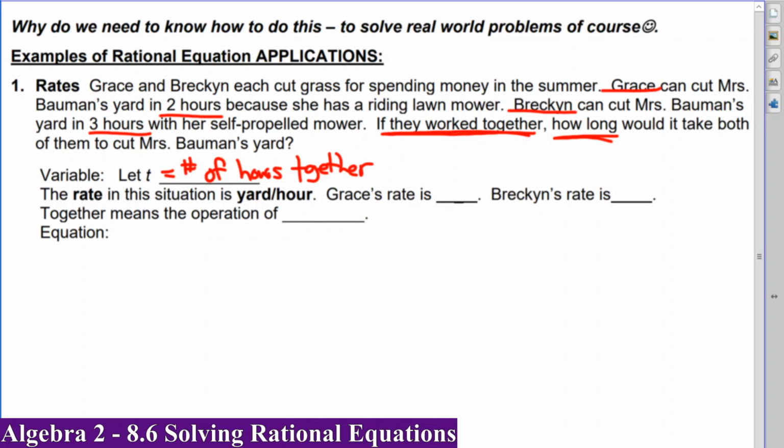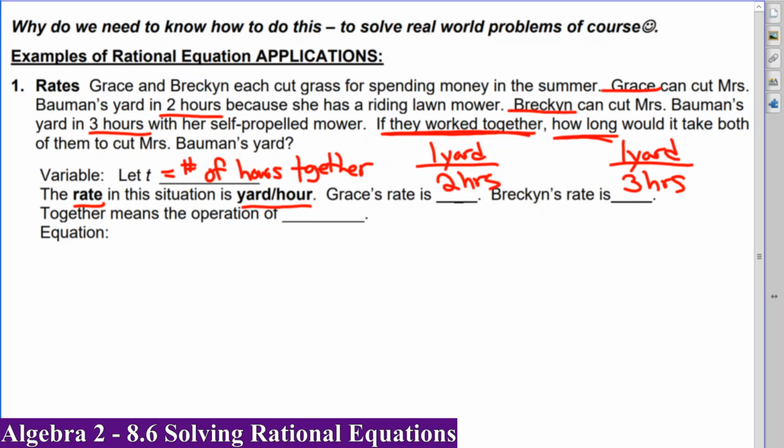The rate in this situation is yards per hour. Well, they're only mowing 1 yard, or 1 lawn. So for Grace to mow 1 yard, it could be Mrs. Bauman's yard, it's going to take her 2 hours. Brecken is the same yard, so it's still 1 yard, but it's going to take her 3 hours.